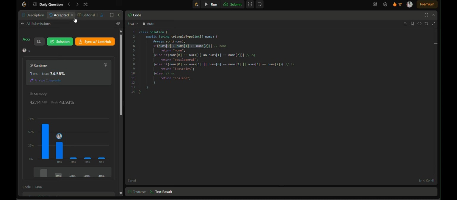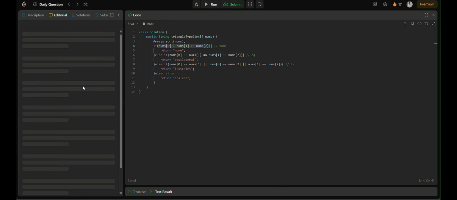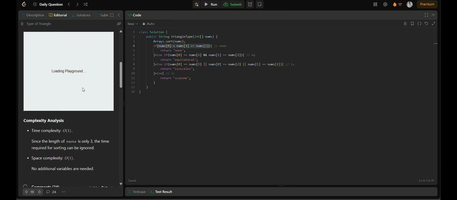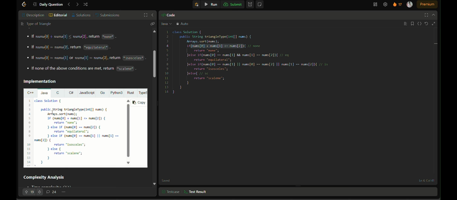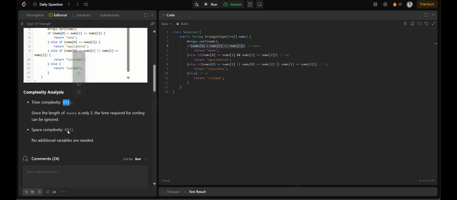This is also the code they have provided in the editorial. They also sorted the array. This is O(1) because 3 log 3 is constant. The complete code is constant space and constant time.